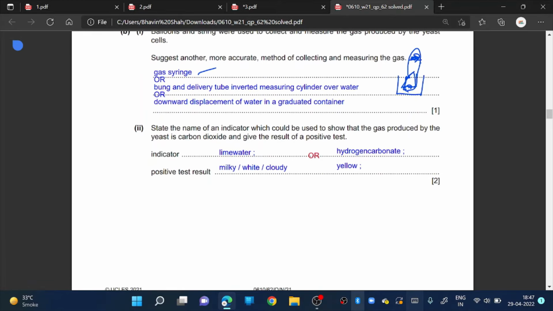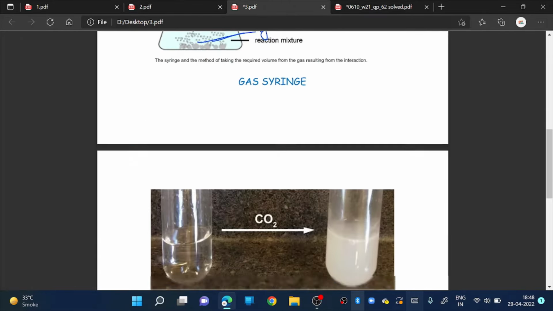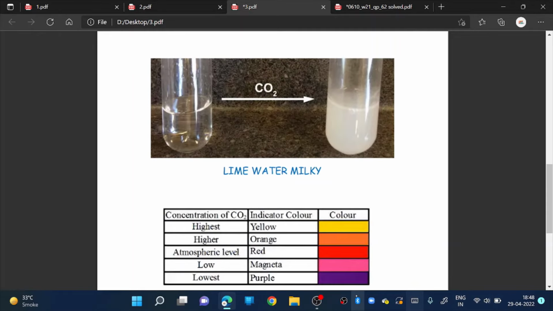State the name of the indicator which should be used to show the gas produced is carbon dioxide. So as we know, here we are talking about the lime water milky test. Okay, so you can see that here at the start of the experiment, this is the color of the yeast solution.